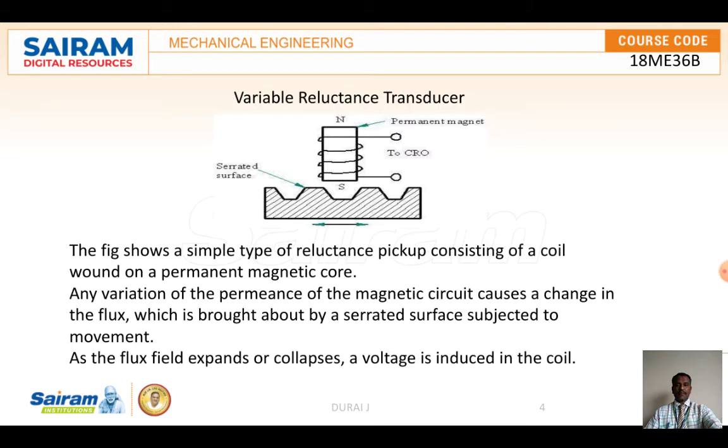Next we are going to see the variable reluctance transducer. The variable reluctance transducer is a simple type. It consists of a coil wound on a permanent magnetic core. Any variation of the permeance of the magnetic circuit causes a change in the flux, which is brought about by the movement of the surface. As the flux expands or collapses, a voltage is induced in the coil.